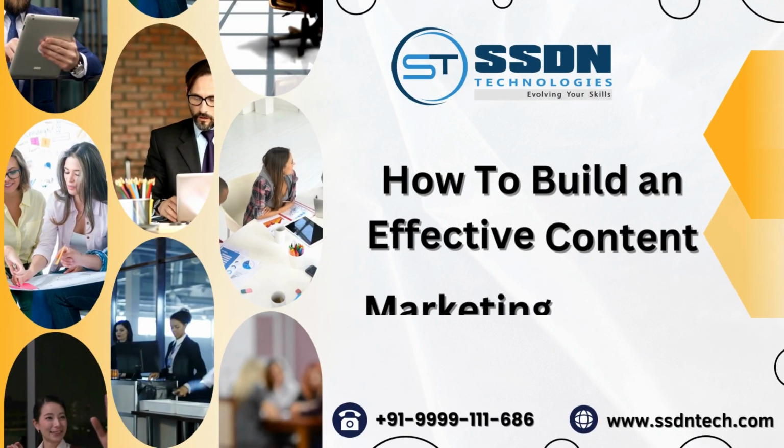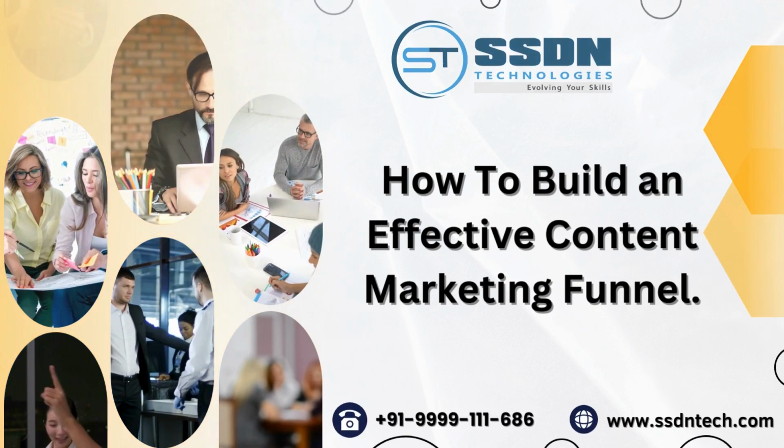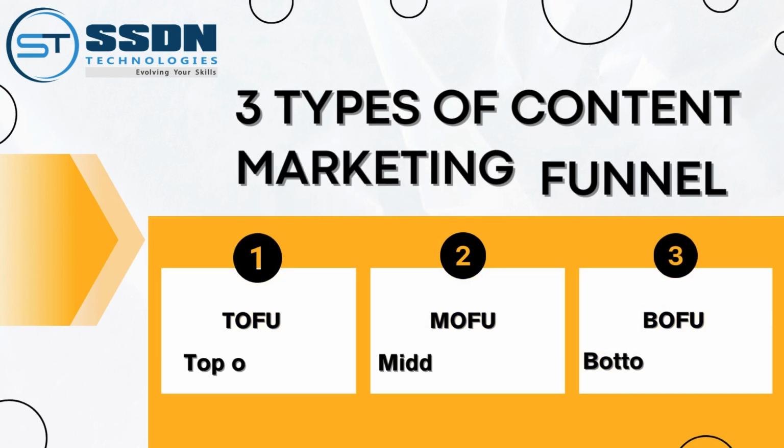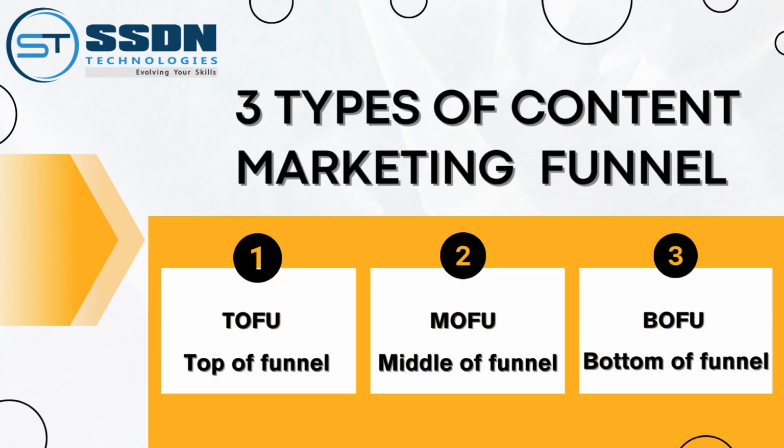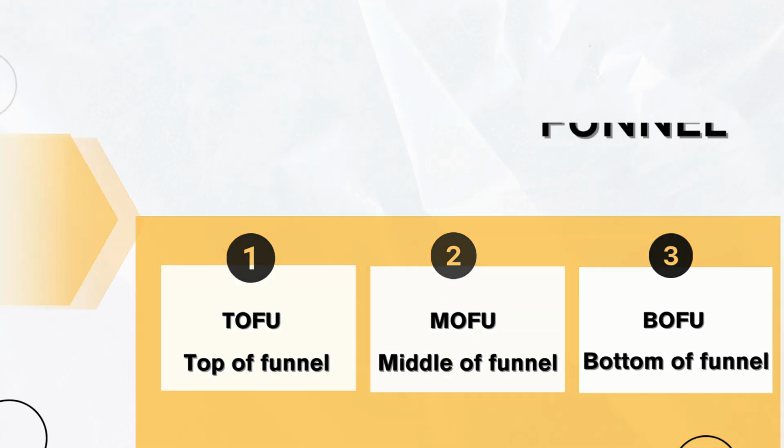How to build an effective content marketing funnel. 3 types of content marketing funnel. Number 1: TOFU, top of funnel. Number 2: MOFU, middle of funnel. Number 3: BOFU, bottom of funnel.